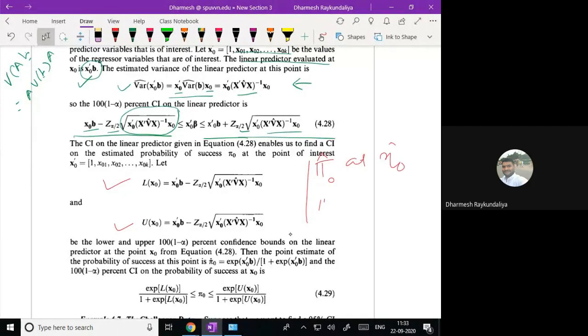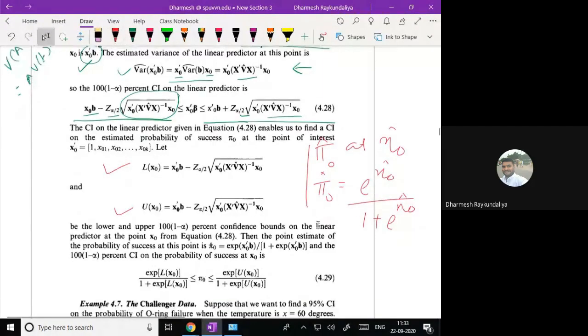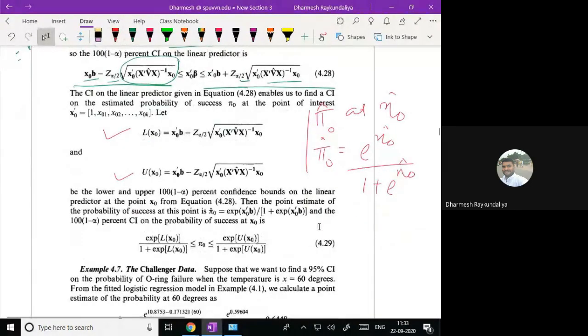So what is the formula? It is pi 0 cap equal to e raised to eta 0 cap upon 1 plus e raised to eta 0 cap. So if I wish to find out their particular probability, how to do it? First I have to take e raised to eta 0 and then 1 plus e raised to eta 0. You can see here, this is nothing but the pi 0.